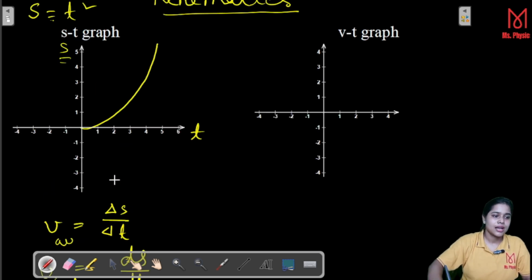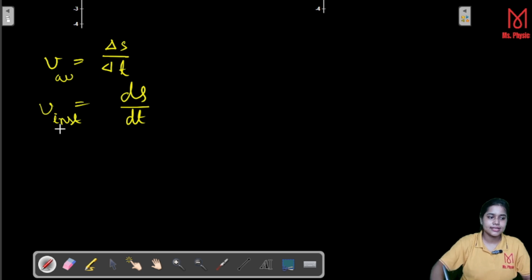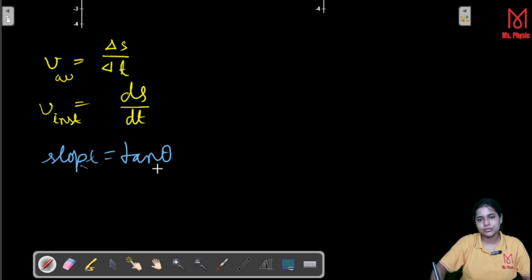Now suppose at t is equal to 4 you are asked to find out the velocity. 4 means here is the point. Then what you have to do is plot a tangent like this at this point with angle theta. So what is the slope of this tangent? The slope of the tangent is equal to tan theta.